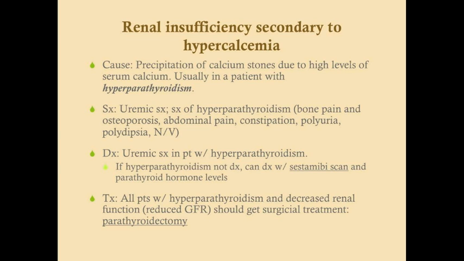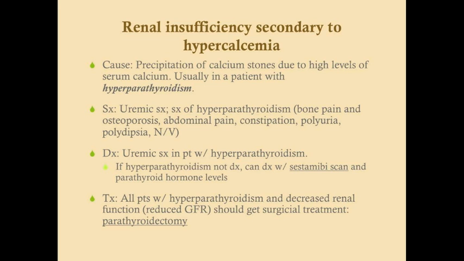So hyperparathyroidism increases your parathyroid hormone, which increases your calcium, and the way we increase the calcium with parathyroid hormone is that we increase the activity of osteoclasts, which break down bone. So breaking down bone will cause bone pain, and it will cause our bones to be more brittle and cause osteoporosis. So bone pain and osteoporosis are two symptoms of hyperparathyroidism. Abdominal pain will be caused directly due to the calcium. Constipation, polyuria, polydipsia, and nausea and vomiting are also symptoms of hyperparathyroidism.